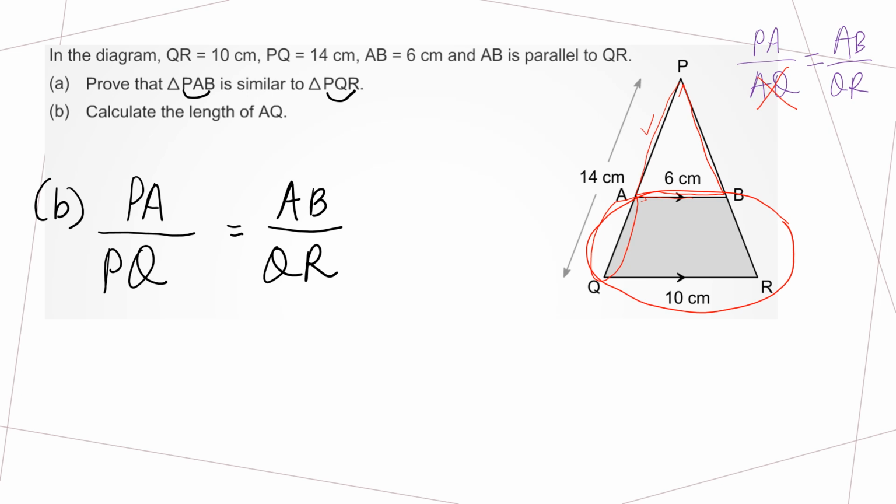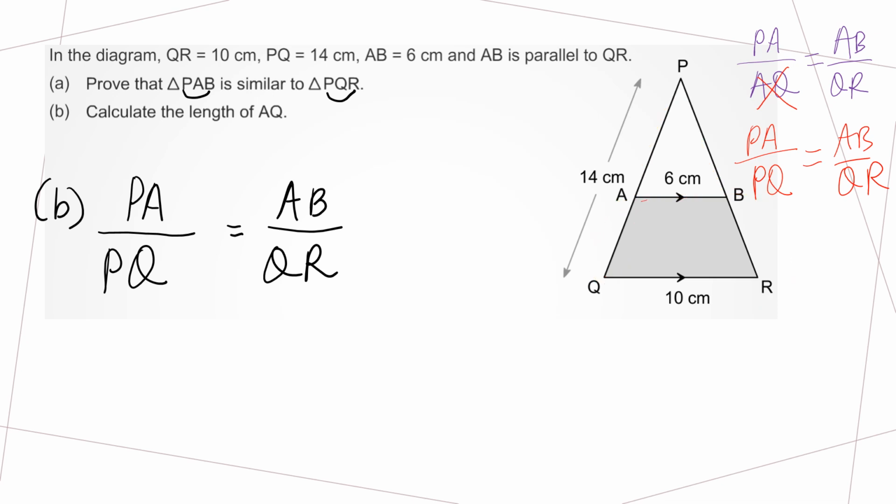Okay. When you want to compare sides of the similar triangle, the sides must belong to a triangle and not to the trapezium or parallelogram. So in this case here, the correct way to write it is PA over PQ equals to AB over QR. Okay, so just take note of that. It's very important. Don't make this kind of mistake. All right, so let's continue.